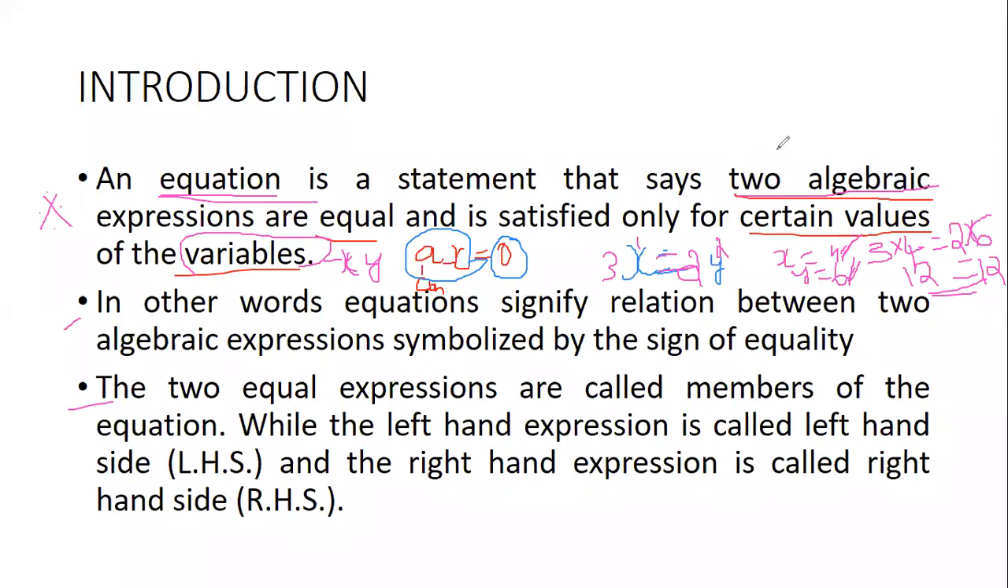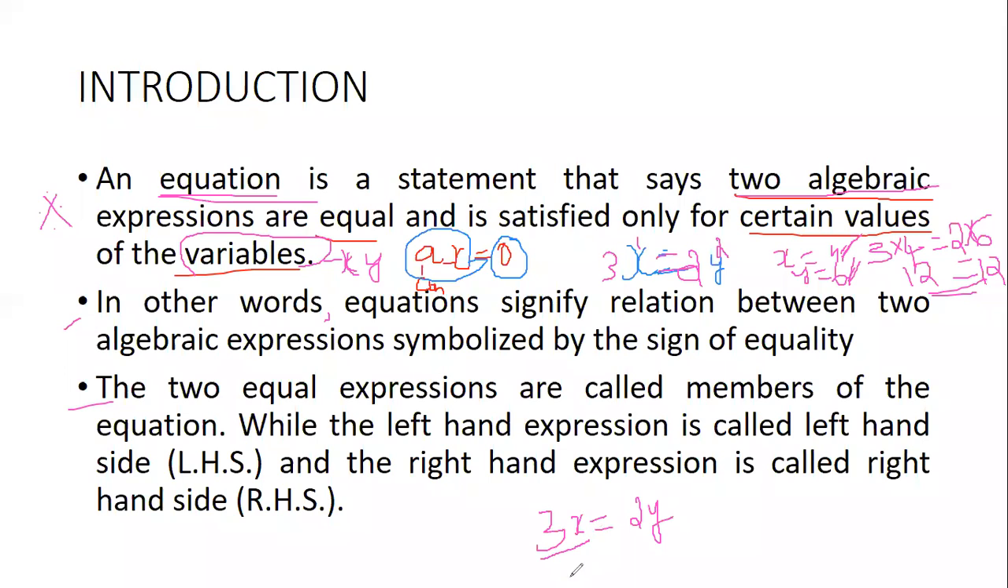Okay, there is another definition also. It's just a different way of saying it. In other words, equations signify a relation between two algebraic expressions symbolized by a sign of equality. Now the same example of 3x is equal to 2y. Here what they're saying is that an equation signifies some relation between two algebraic expressions.